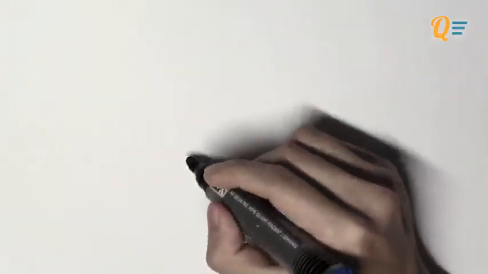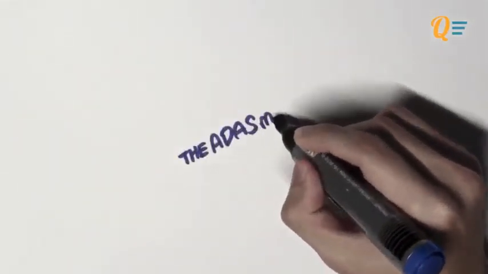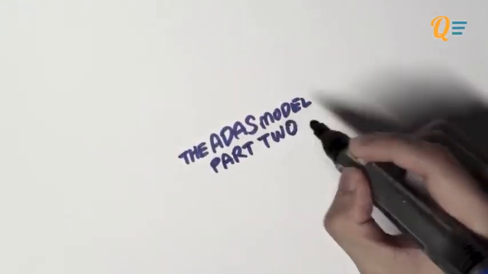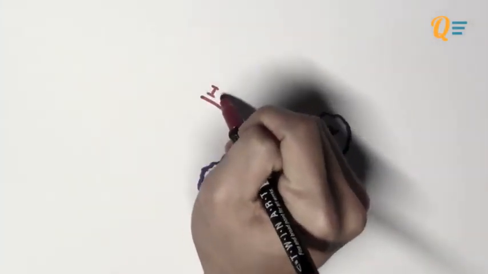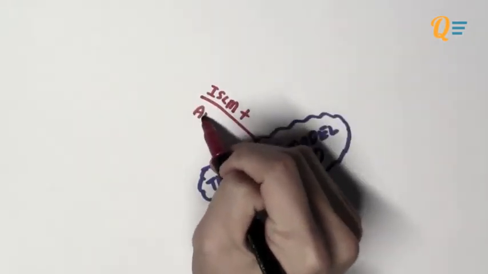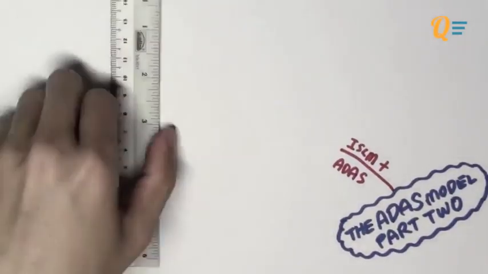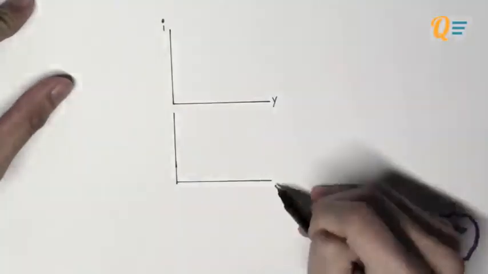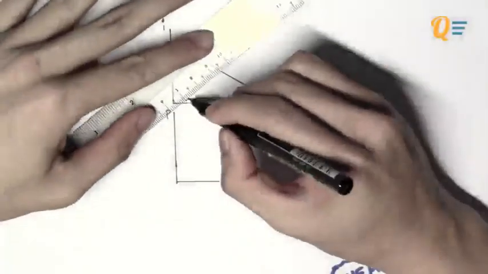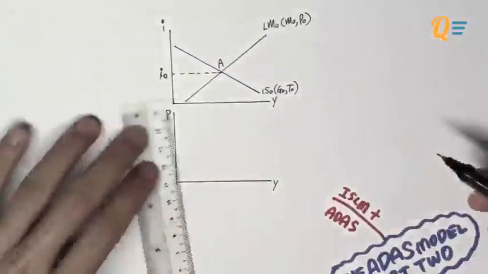Okay guys, in this video, we're moving on to the second part of the ADAS model. What we're going to do is to combine the ISLM and the ADAS to see the overall dynamics of the ADAS model. So a simple rule of thumb is that the ADAS equilibrium is going to follow the ISLM equilibrium. So just let me graphically show you what I mean.